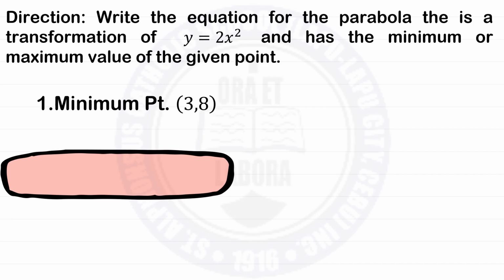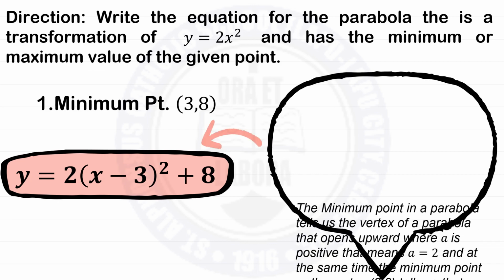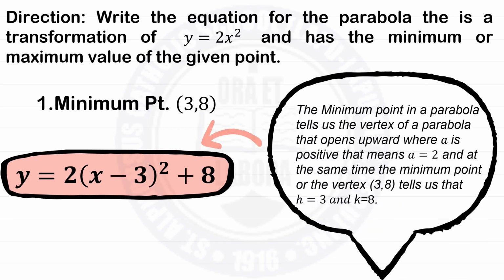Number 1. Minimum point (3, 8). That's your vertex. The equation of the parabola is y equals 2 times quantity x minus 3 squared plus 8. Because the minimum point of the parabola tells us the vertex and it opens upward, where a is positive, your a here is positive 2. At the same time, the minimum point or vertex (3, 8) tells us that h is 3 and k is 8.